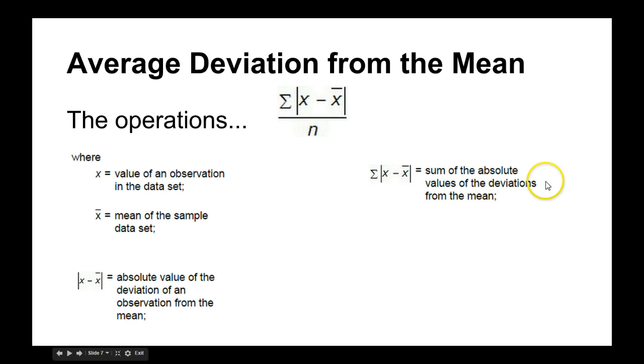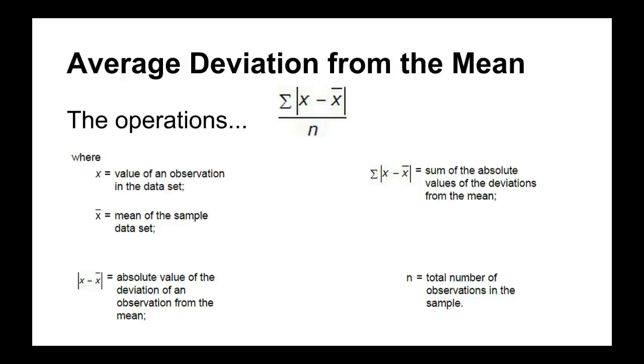This last item here, the sum of the absolute value of x minus x bar, is going to add up all of the absolute values of the deviations from the mean. Our final result will be a positive number. You can never get a negative number out of this. And then, of course, the final variable in this formula is lowercase n, which is the total number of observations in our sample.